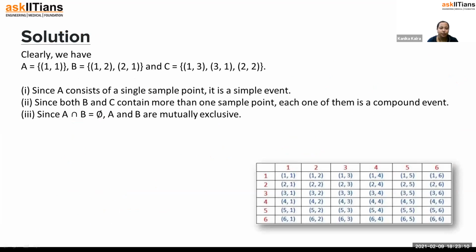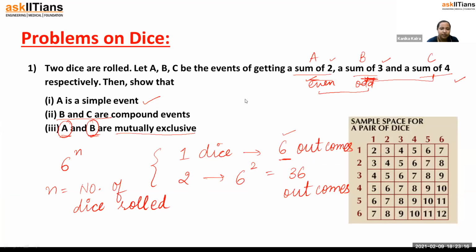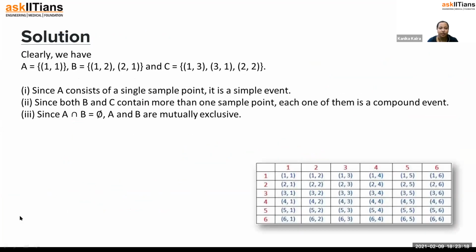Now, for the first one, you have to check whether A is a simple event. So A is a simple event means the sum should be 2. There is only one possibility, 1 and 1. That's it. So that is why it is a simple event because it has only a single sample point or single favorable outcome.